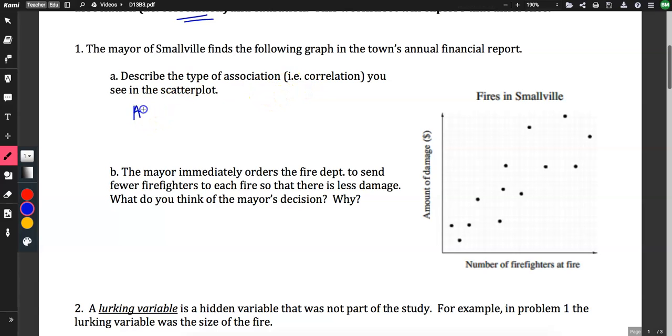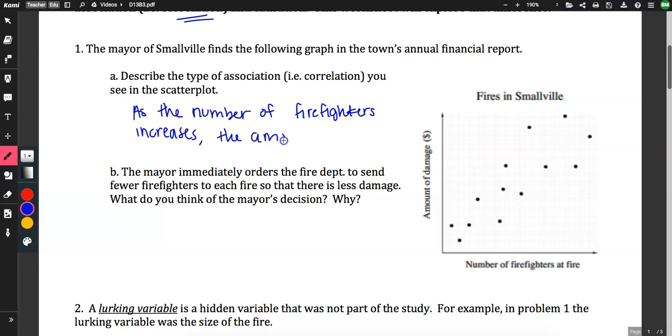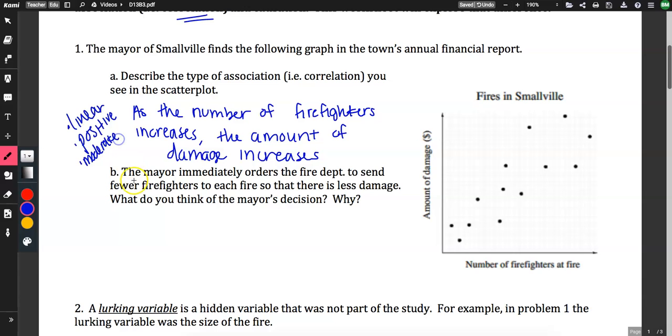I'm noticing that as the number of firefighters increases, the amount of damage also increases. So that looks like it's about linear and positive, and I'd say moderate, maybe even weak, not super strong.